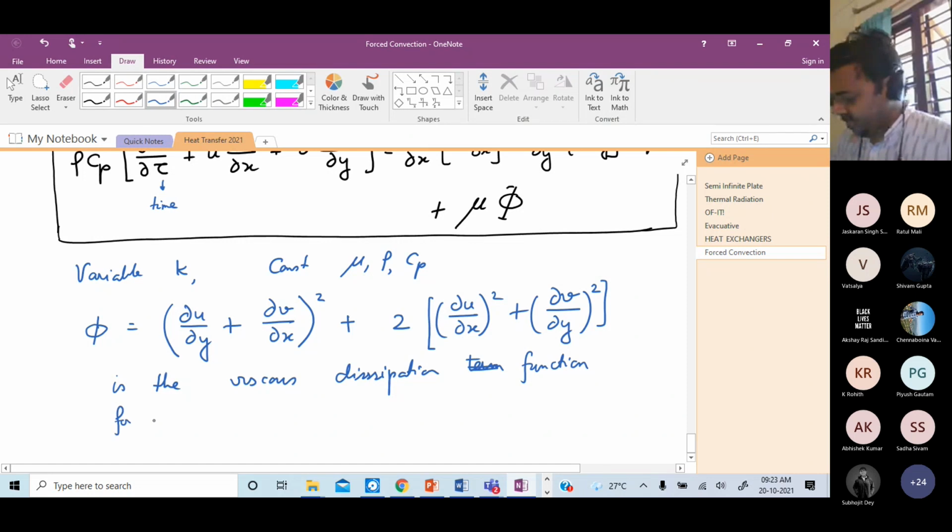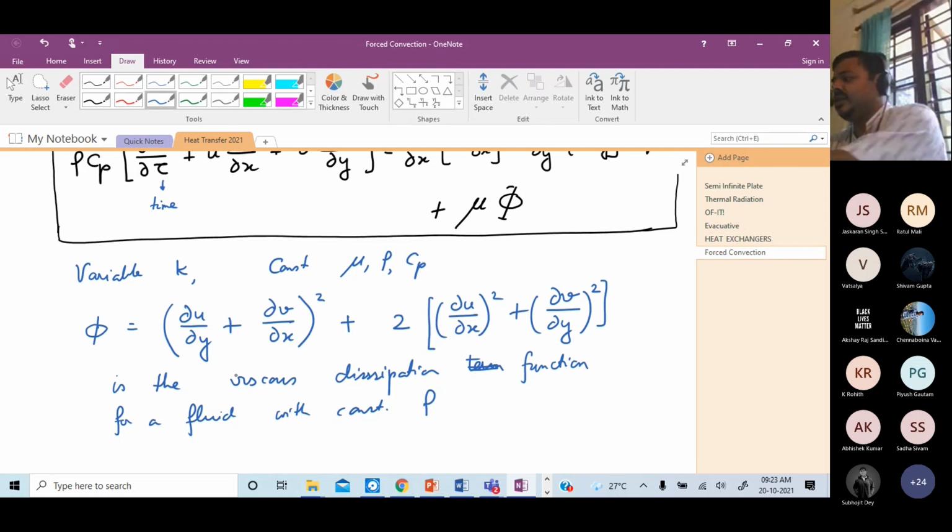For a fluid with constant density. I mean, if density was not constant, then rho would have shown up here. So this is what it is. Now, for most cases, the viscous dissipation term is neglected.